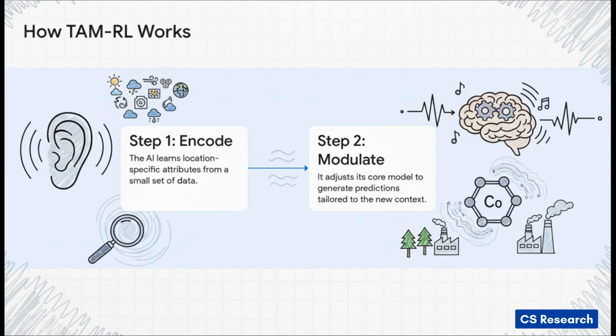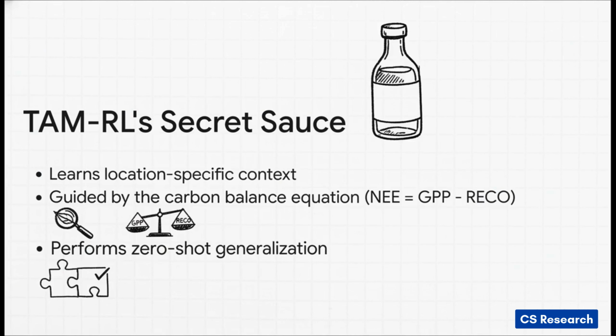Only after it understands that specific context does it then modulate or adjust its core model so that it becomes fluent in that location's specific carbon language. It's custom-tailored, not one-size-fits-all. So what's its secret sauce? Well, first, there's that amazing ability to learn local context.